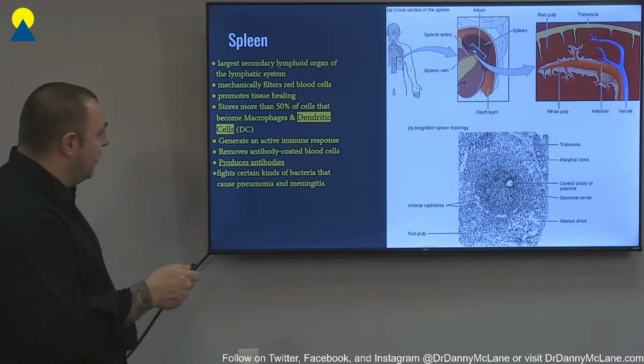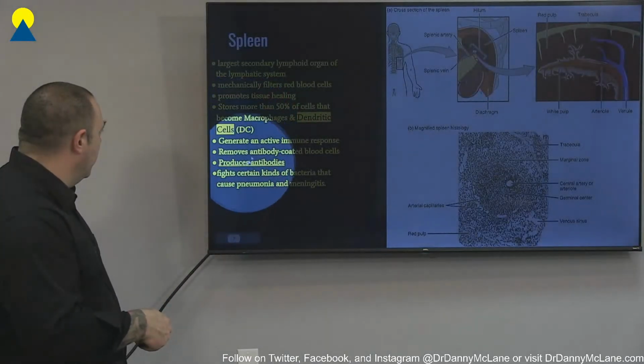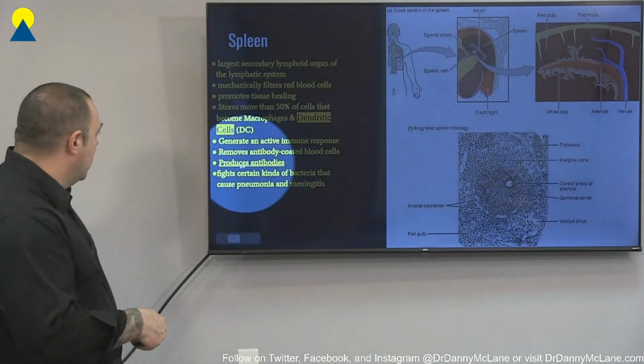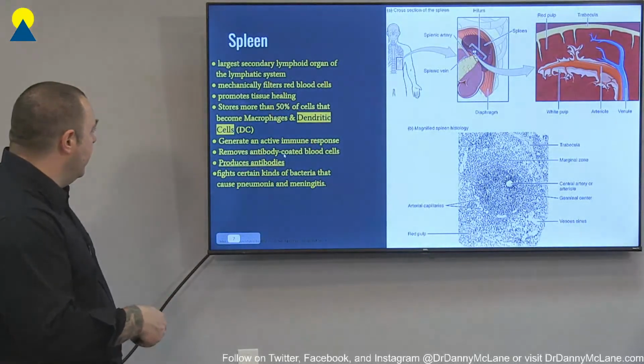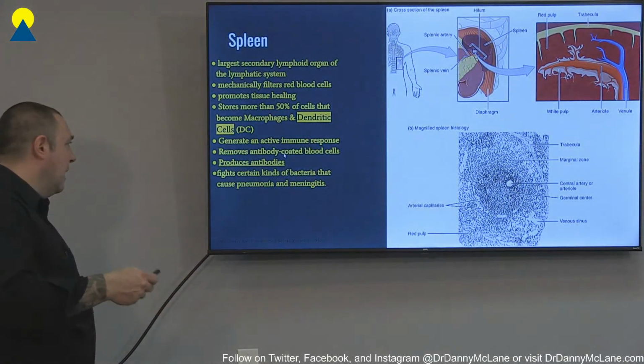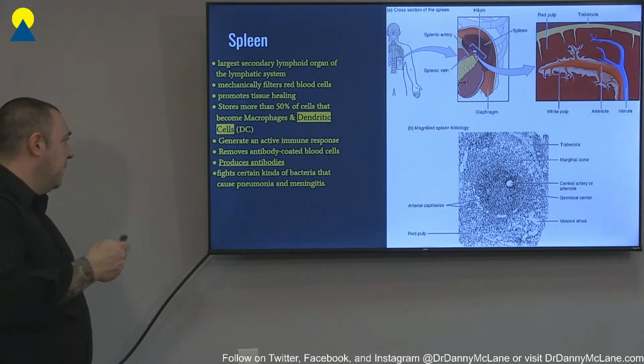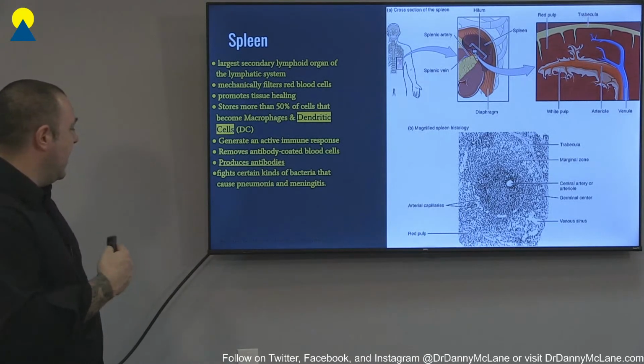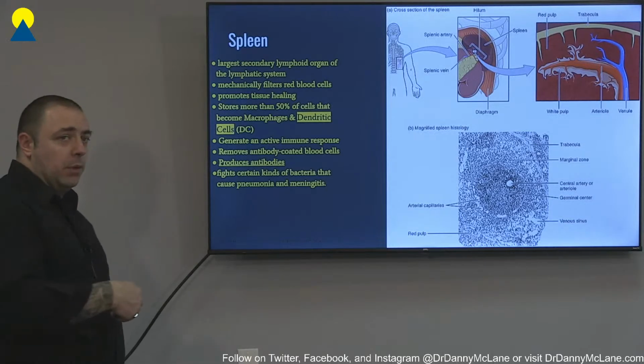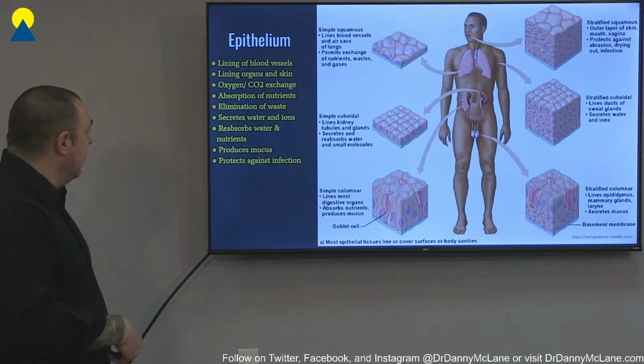One other thing I'm going to touch on before we move on, right down here, it produces antibodies. So you see how inflaming your spleen that produces antibodies could cause some pretty significant issues. Yeah, it also fights bacteria that cause pneumonia and meningitis. So spleen, important. Th17 attacks it.